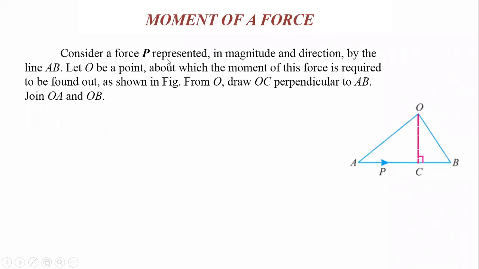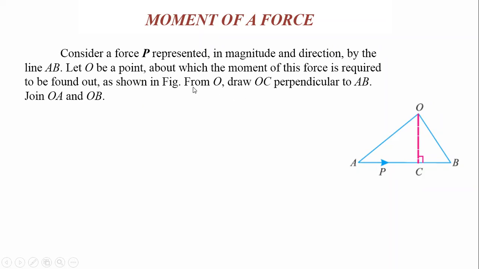Consider P, which represents the magnitude and direction of a force. Force P has its magnitude and direction given by the line AB. Over this line AB, the force P is acting. Let O be the point about which the moment of the force is required to be found out.